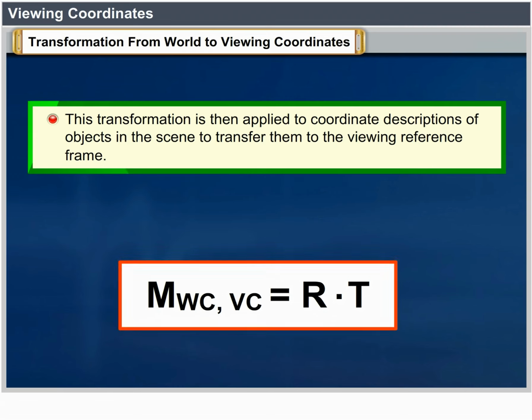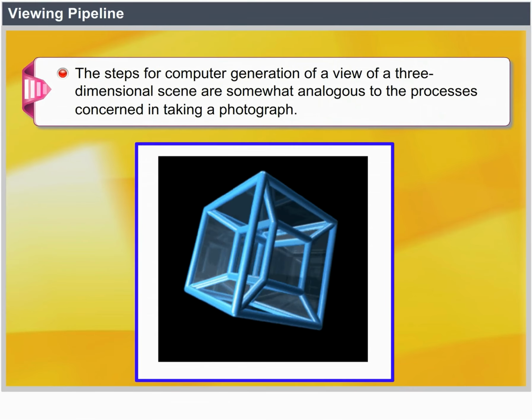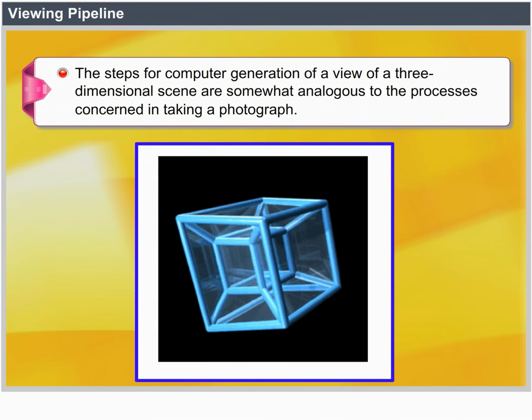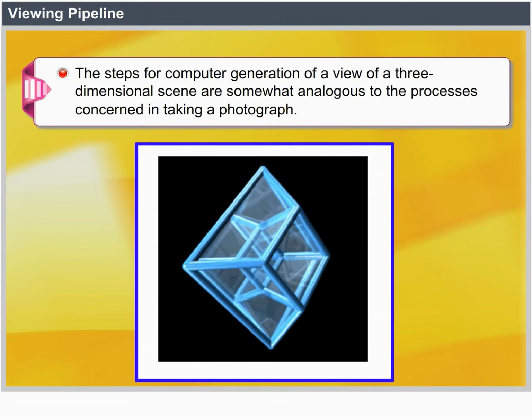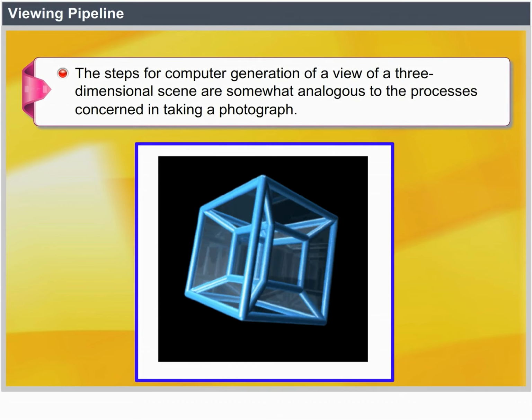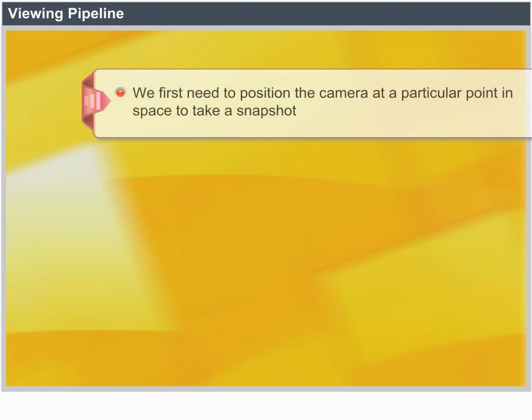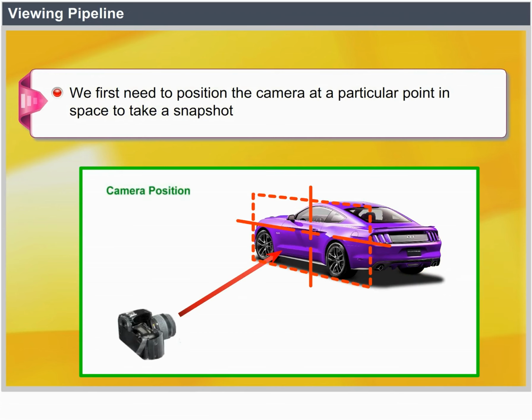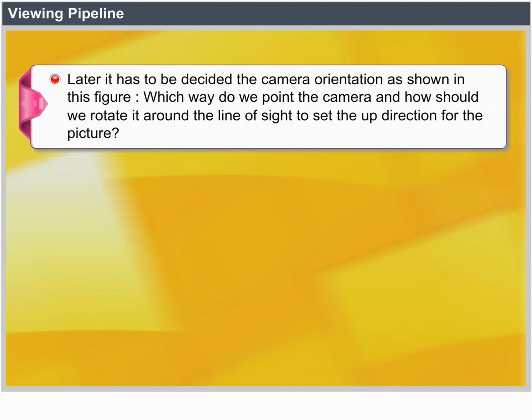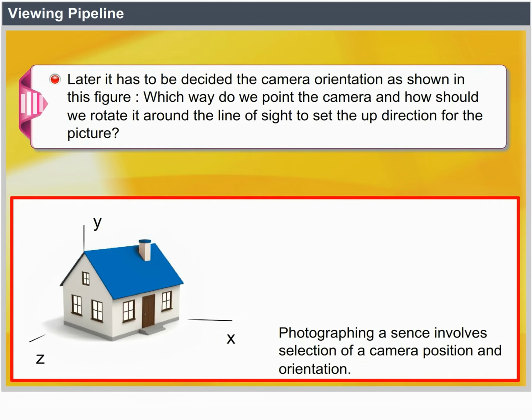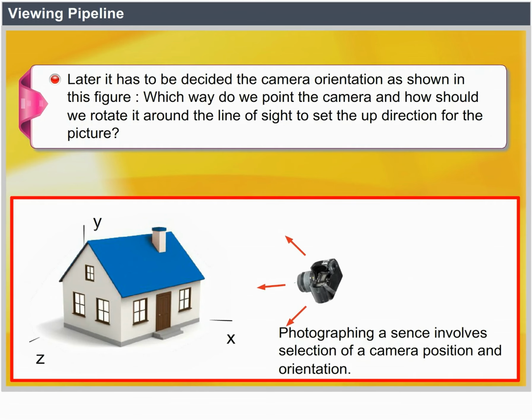Viewing pipeline. The steps for computer generation of a view of a three-dimensional scene are somewhat analogous to the processes involved in taking a photograph. To take a snapshot, we first need to position the camera at a particular point in space. Then we need to decide on the camera orientation as shown in this figure. Which way do we point the camera and how should we rotate it around the line of sight to set the up direction for the picture?